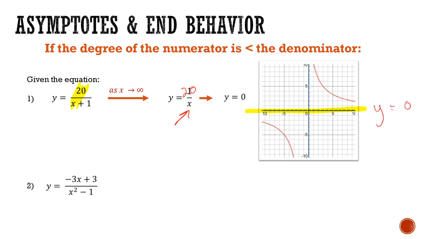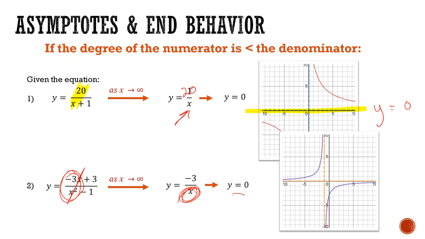All right, let's look at a little more complicated one. Leading coefficients. As x gets really big, that's going to simplify to negative 3 over x, right? Because these cancel. Negative 3 divided by x, this gets huge, so it goes to y equals 0. And we get this guy here, and a horizontal asymptote at y equals 0.